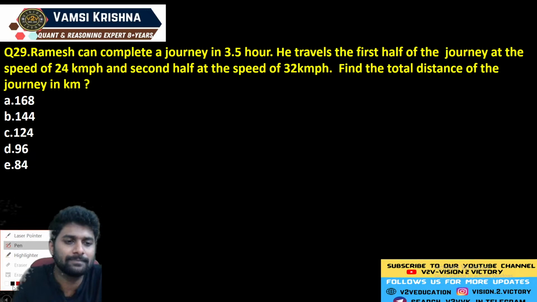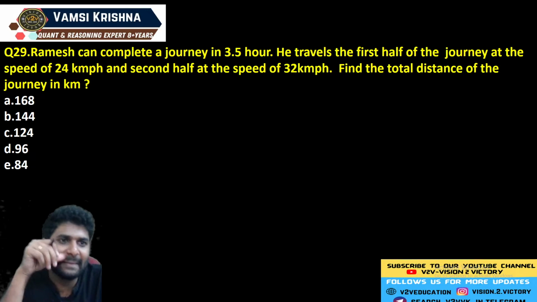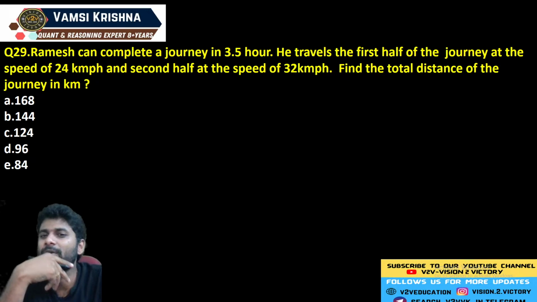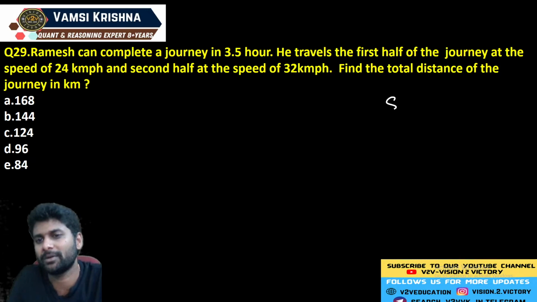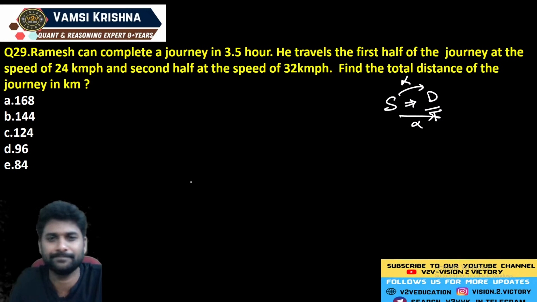Go to the next question. See, Ramesh can complete a journey in 3.5 hours. He travels the first half of the journey at a speed of 25 km per hour and the second half at a speed of 32 km per hour. And you know the relation here: speed is equal to distance by time. Speed to distance is directly proportional. Speed to time is inversely proportional.